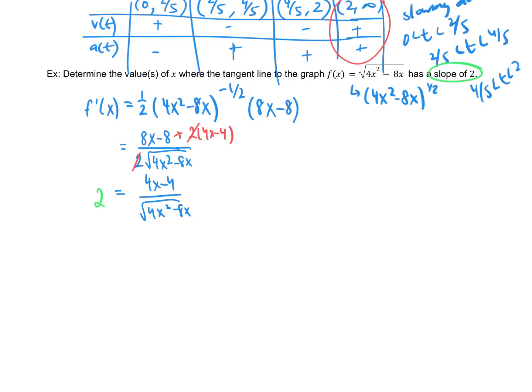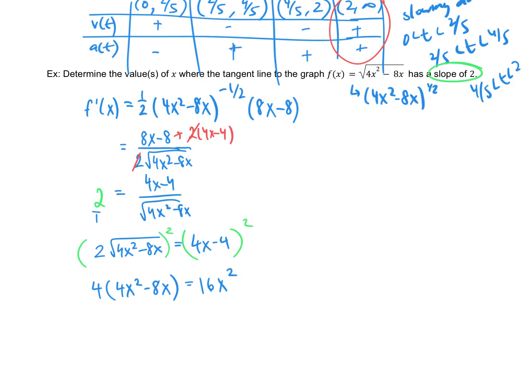And now it just becomes a solving question. So I'm just going to multiply 2 by the root and 4x minus 4 times 1. Let's raise all of this to the power of 2 so we could get rid of that radical. So we'll have 2 squared is 4. The square root squared is now just the insides. And here I'll expand and simplify. So 16x squared minus 16x minus 16x, so minus 32x plus 16. I'll distribute the 4 in here.